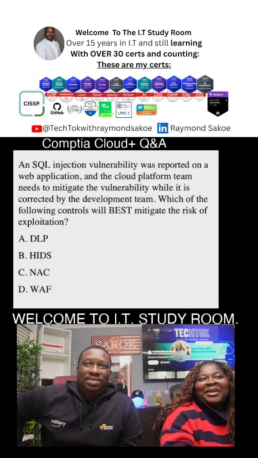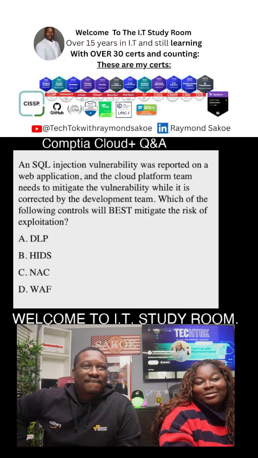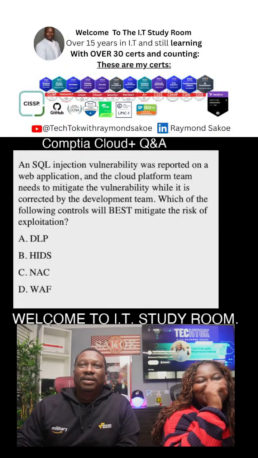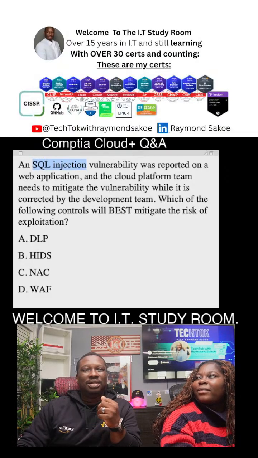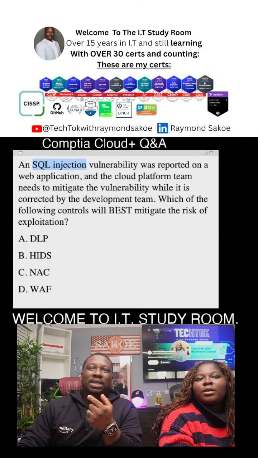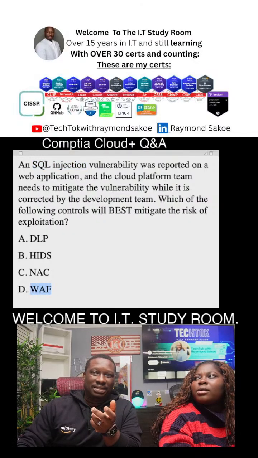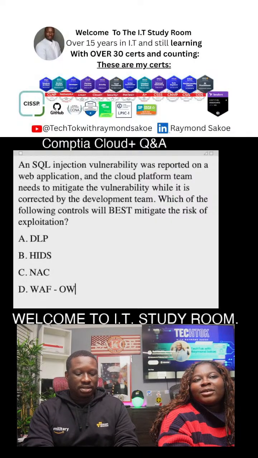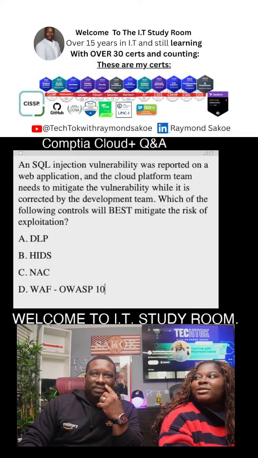Okay, so the answer is D, right? I saw F and immediately thought firewall. So it's D, web application firewall, WAF. This is saying that it's SQL injection. Most injections, SQL injections, cross-site scripting, cross-site request forgery, those types of web-related vulnerabilities are mitigated by using a web application firewall. A web application firewall usually mitigates most of the OWASP Top 10, which is the Open Web Application Security Project. They publish a top 10.